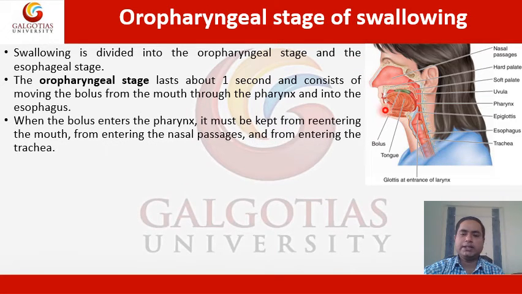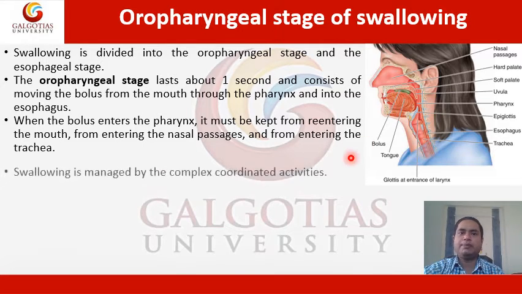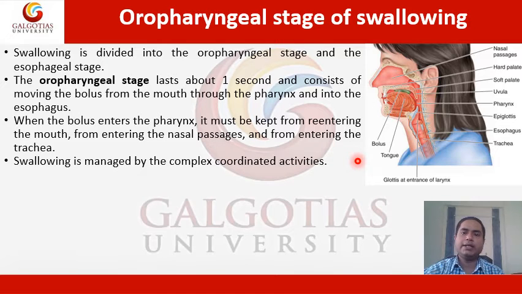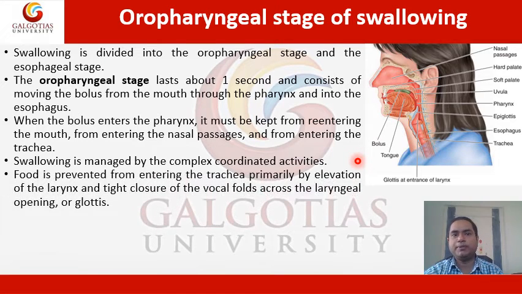When a bolus enters the pharynx, it must be kept from re-entering the mouth, from entering the nasal passage, as well as from entering the trachea. Swallowing is managed by complex coordinated activities, and food is prevented from entering the trachea primarily by the elevation of the larynx, and tight closure of the vocal folds across the laryngeal opening, or glottis.